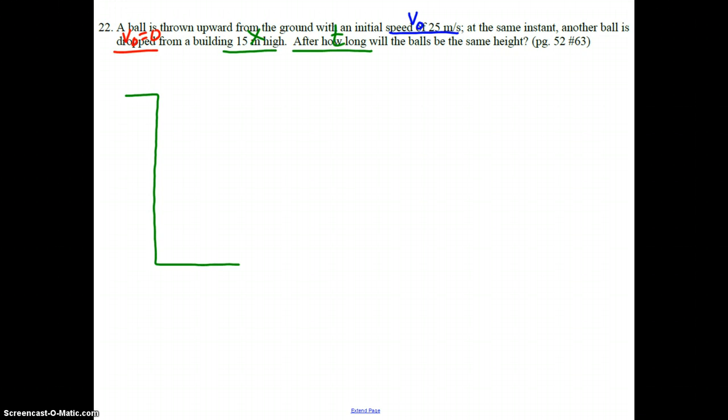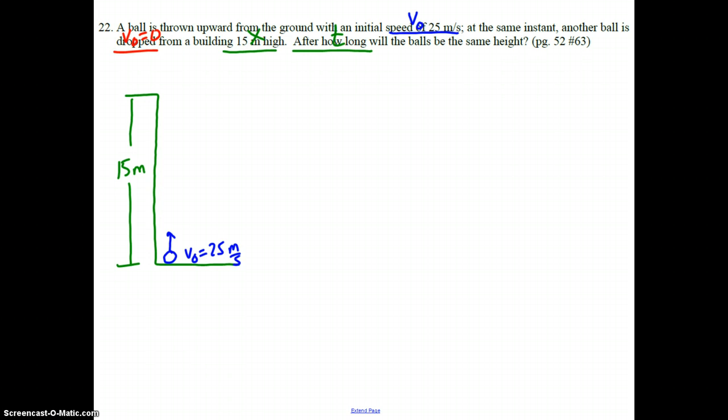There's our building, or whatever it is. Yeah, building, 15 meters high. And staying consistent with my color designation here, we have a ball that is thrown upward, and it has an initial velocity of 25 meters per second.